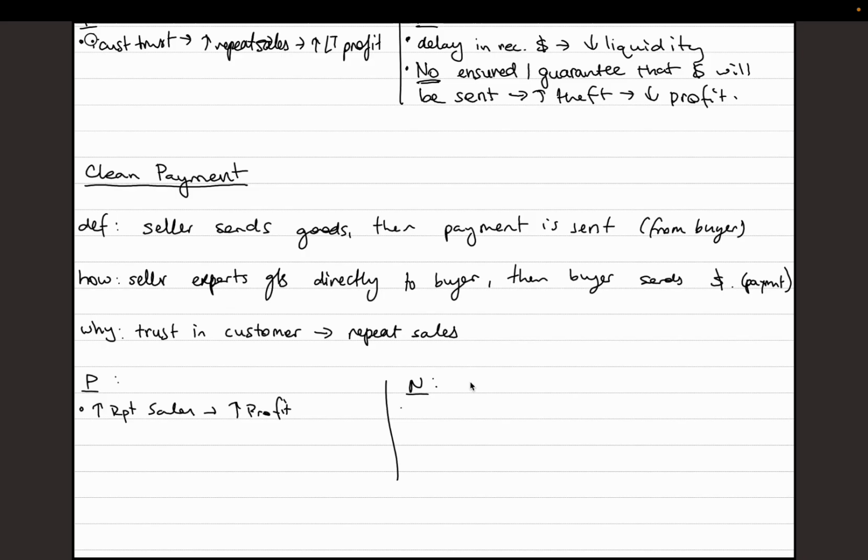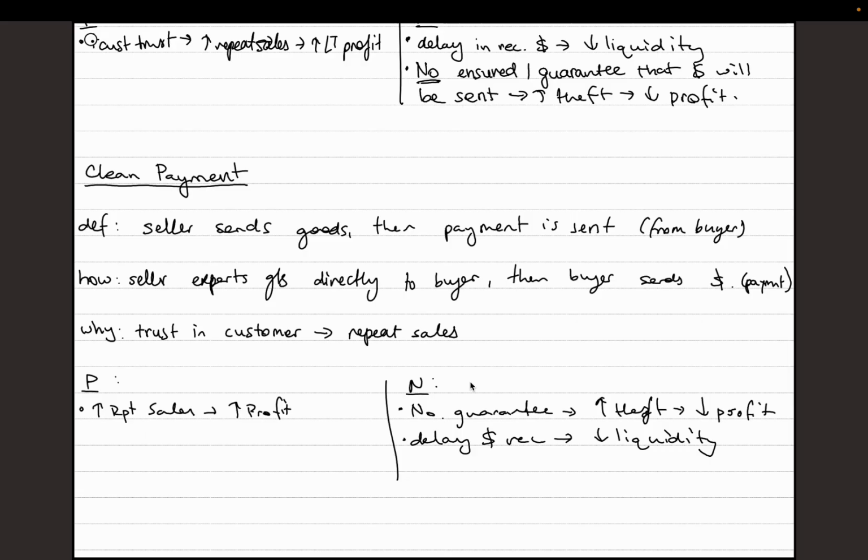However, very, very similar to letter of, bill of exchange. So there's no guarantee. Increased likelihood of theft, decreased profit, and delay in money received, you're going to decrease your liquidity.